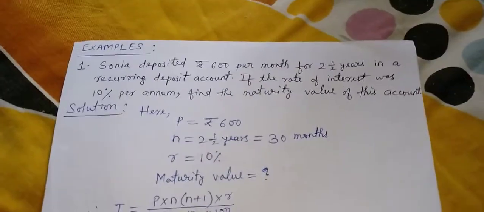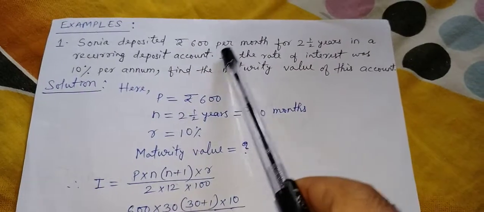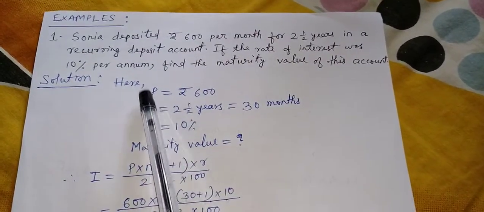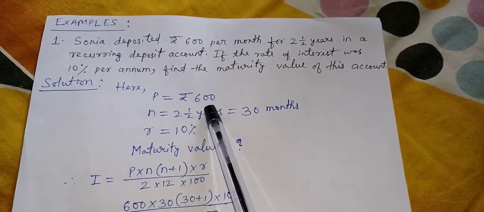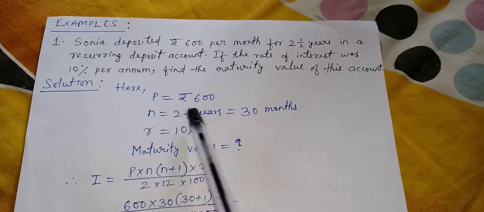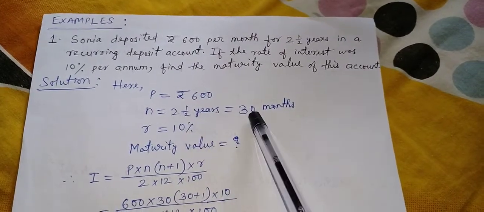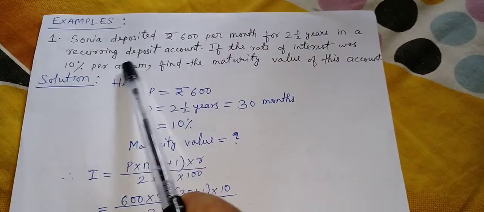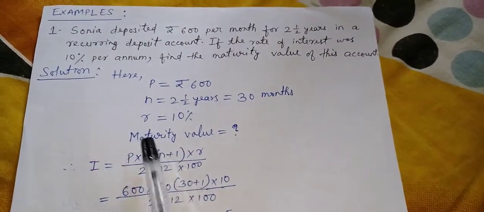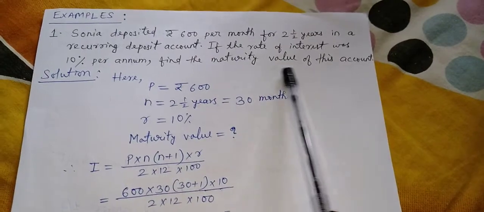One more question I want to discuss here, children. Sonia deposited rupees 600 per month. So the money in the form of monthly installment is called P. P is rupees 600 for 2.5 years. So time is 2.5 years, and if you convert 2.5 years into months, it is 30 months, in a recurring deposit account. If the rate of interest was 10%, so r is 10%, find maturity value.